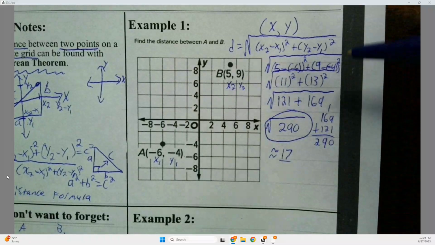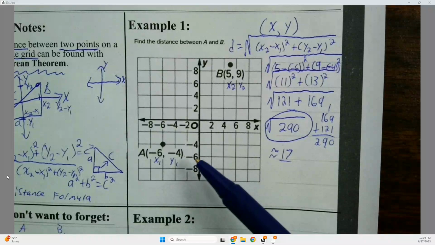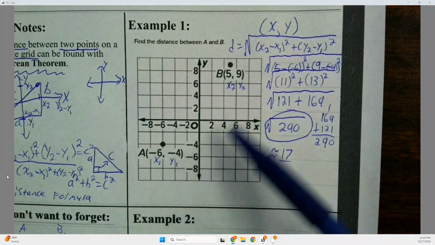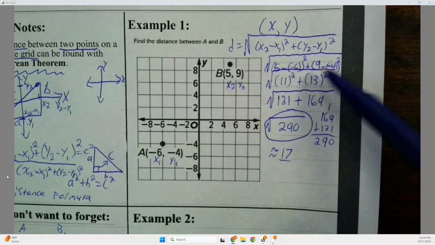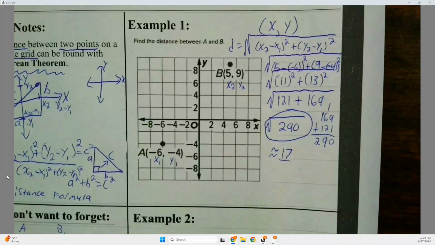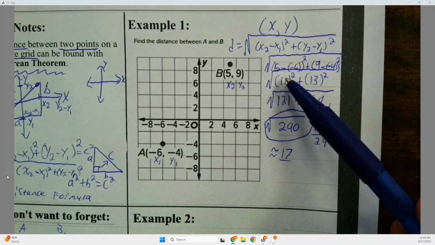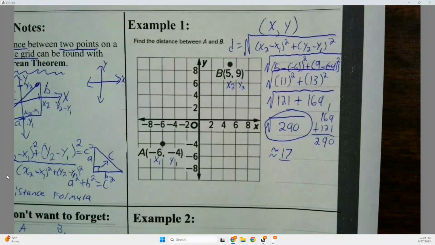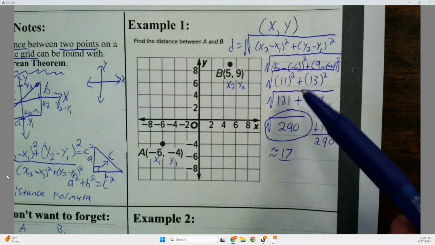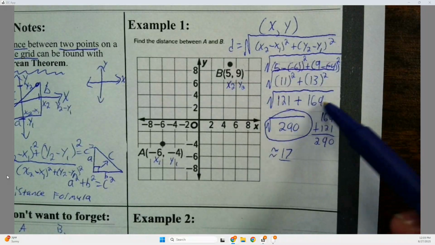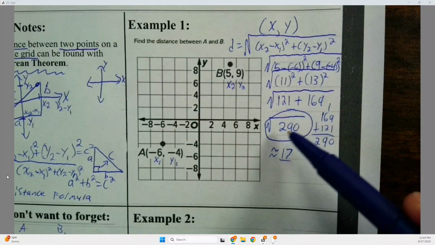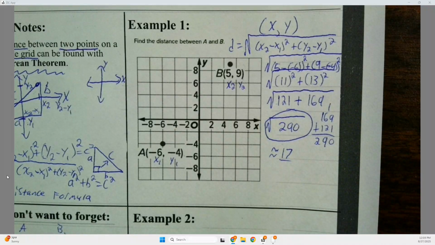If we break down the steps, first we choose x1, y1, x2, y2. We plug the values into their corresponding places in the formula. We simplify the parentheses first. Then we do the exponents, right? PEMDAS, parentheses, then exponents. Then we add together, and then take the square root at the end. So that's our steps.